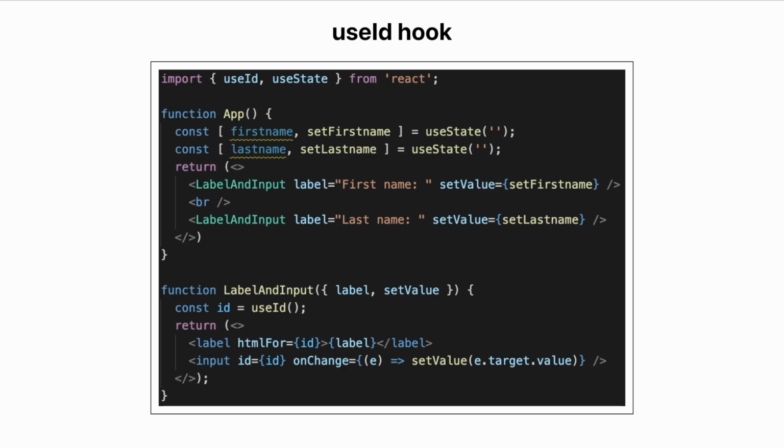Here, useId is used to generate the value for the id attribute of the input element, and the same value is used in the for attribute of the label element. We include the label and the input component two times.